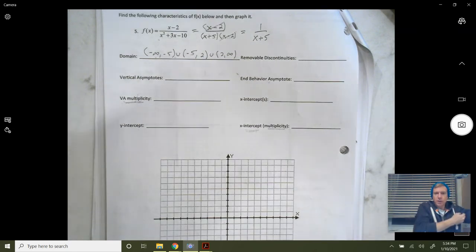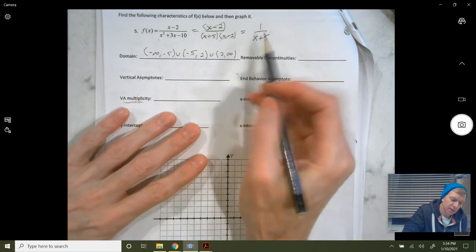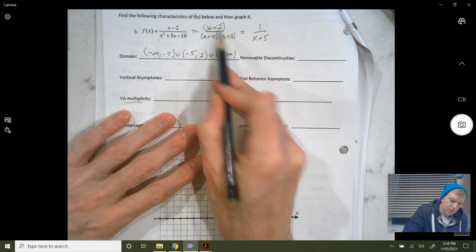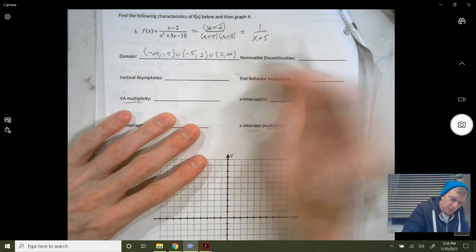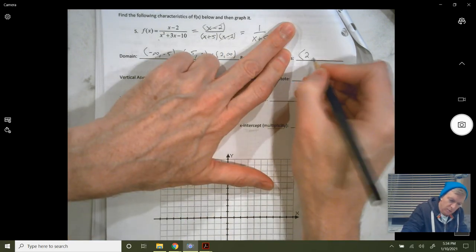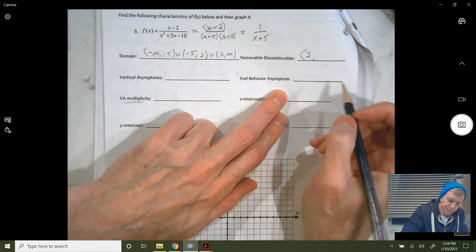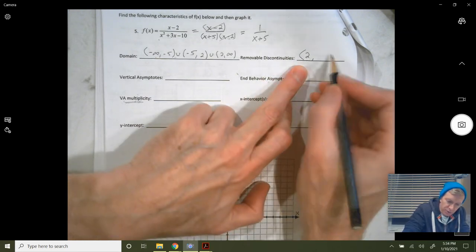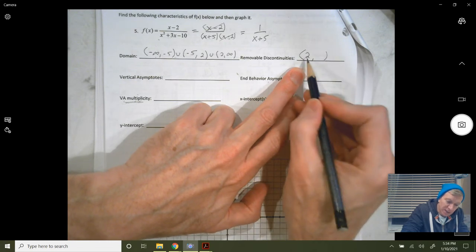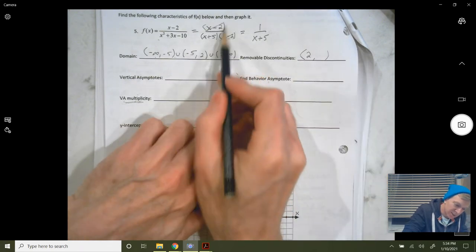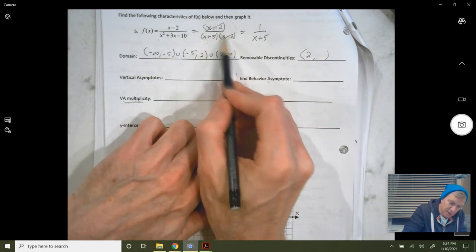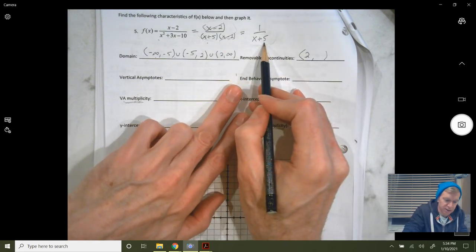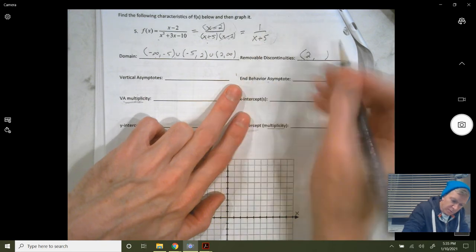Okay, remember what a removable discontinuity is. A removable discontinuity happens for any value of x that makes your denominator 0, but that factor also cancels. So the value of x equals positive 2, that's your x coordinate. Remember, a removable discontinuity is just a single point, so make sure you give an ordered pair. Now you're going to plug that x value in. You can't plug it into here. You get 0 on top and 0 on the bottom. You plug it into the simplified version. That tells you where that point would have been if it did exist. So 1 over 2 plus 5, 1 over 7.